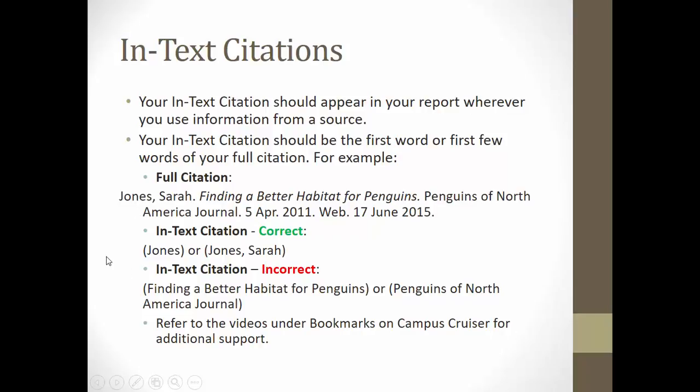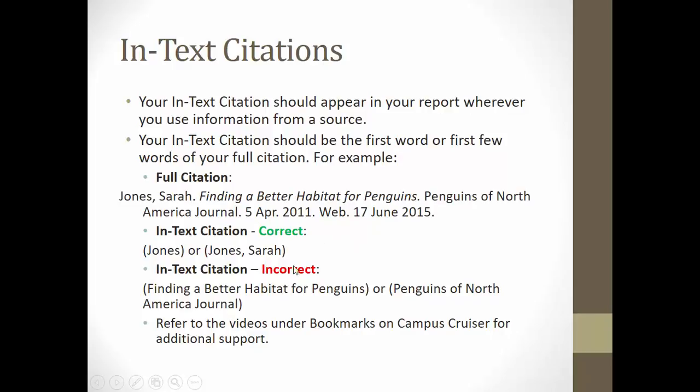And so if you have a full citation that begins with an article, such as the word the, a, an, right? You probably want to go a few words in, right? So use the first few words of the citation. But typically if it's like a last name or a title that begins the full citation, then you can just use that as your in-text citation. Okay? Hopefully that makes sense, but if you have questions about that, let me know.